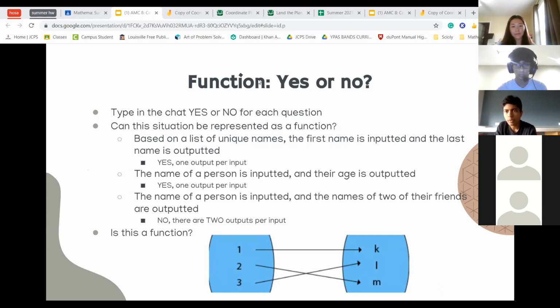We have a question on explaining the first one. The first one is based on a list of unique names. The first name is inputted and the last name is outputted. Can you type in the chat what you need us to clarify?